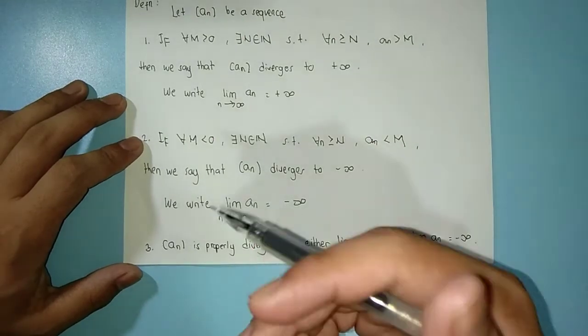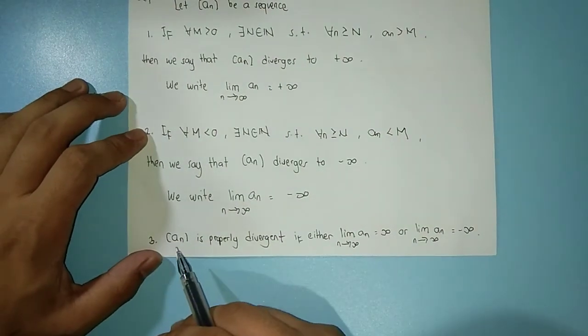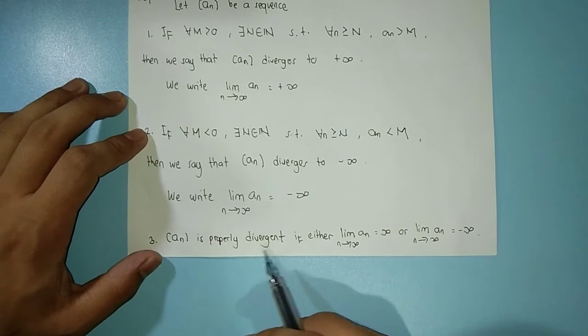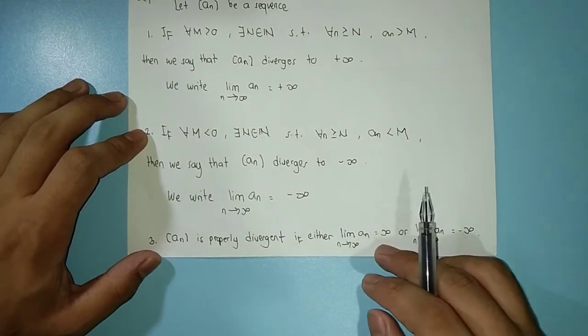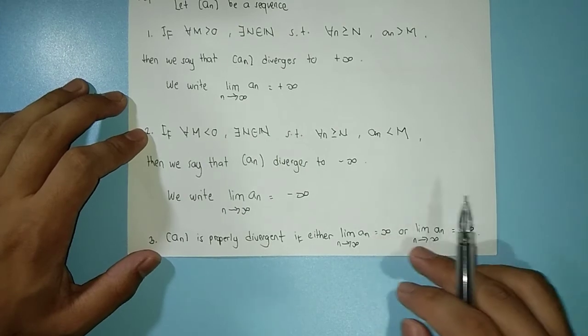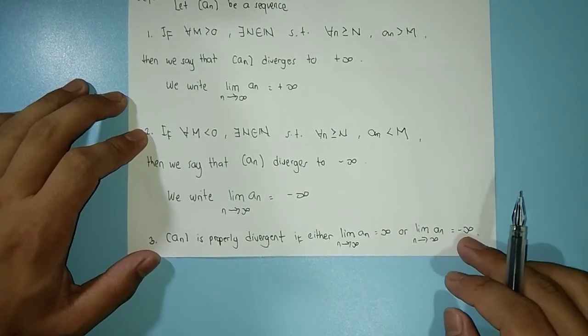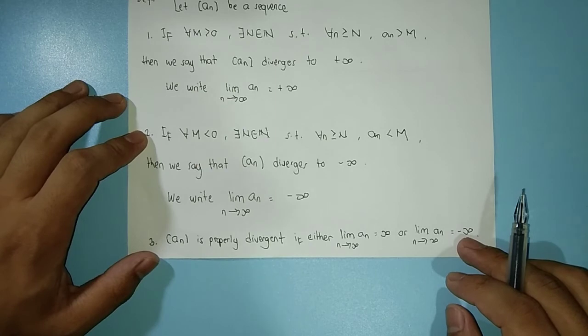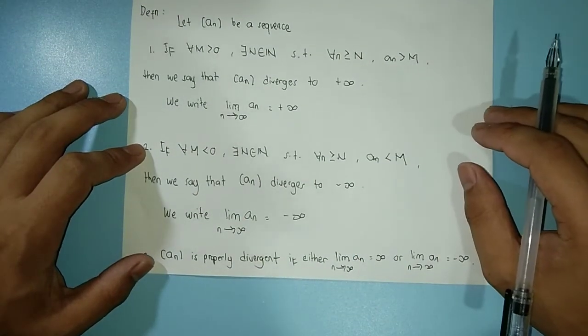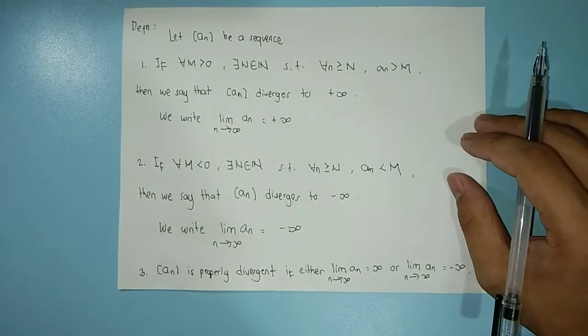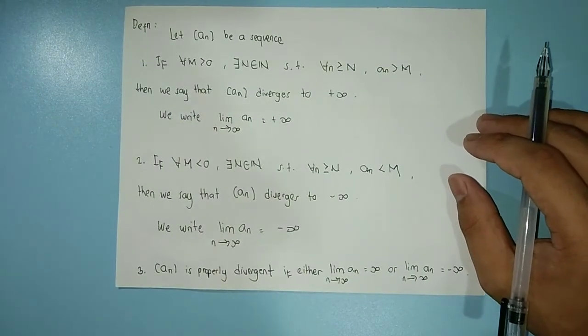And for number 3 naman, the sequence is properly divergent if either yung limit niya is equal to positive infinity or yung limit niya is equal sa negative infinity. In short, ang dinedefine natin dito ay yung properly divergent sequences. Okay? So, let's have our example para maintindihan natin.